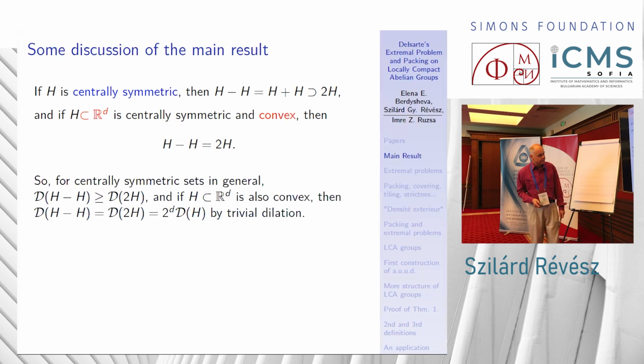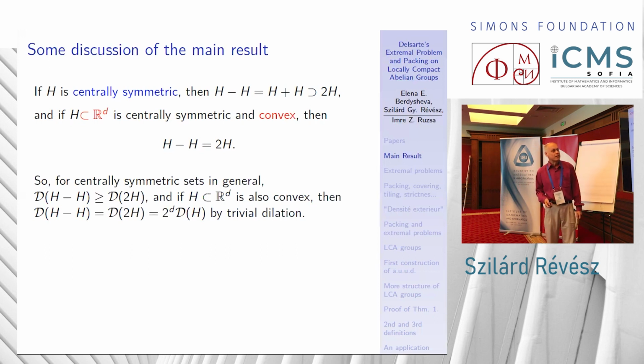Okay. So for centrally symmetric sets in general, the Delsarte constant satisfies that D(H−H) is at least larger or equal than D(2H) because of this inclusion. Looking for some extremal problem on a larger set gives a larger extremal value, or at least not smaller.